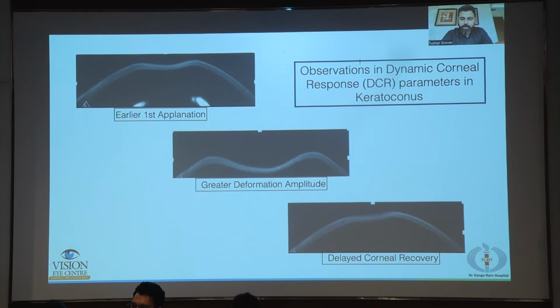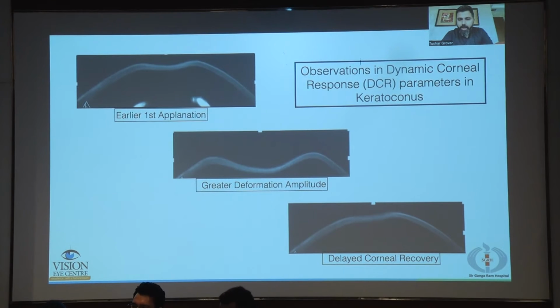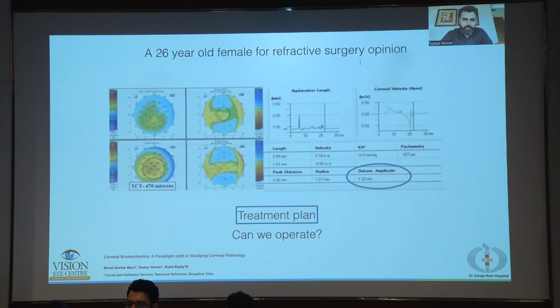So in an individual with keratoconus who we know has a biomechanically weak cornea, you'll see a quicker first applanation happening, you'll see greater deformation amplitude, and also you will see a delayed corneal recovery in these patients. How is this relevant and how do we apply this?